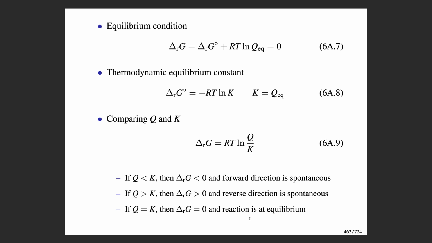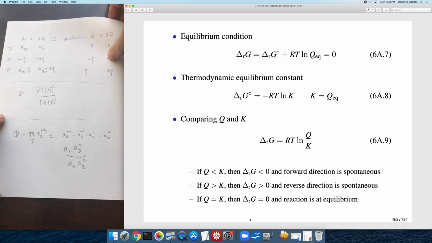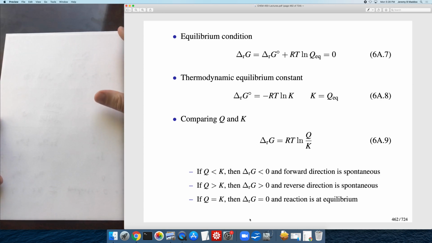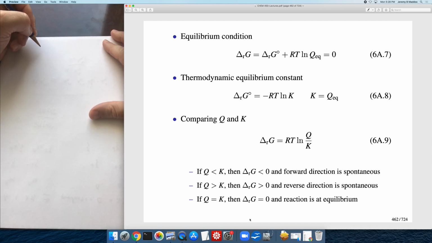I often write these 3 rules down here at the bottom. I often write it in this way to help students remember them. I like to put the equilibrium constant in the middle, and then when comparing the equilibrium constant to Q, there's 2 possibilities. Either Q is less than K, in which case you write it on the left, or Q might be larger than K, and you can write it on the right.